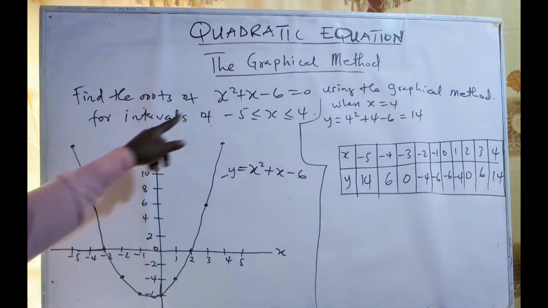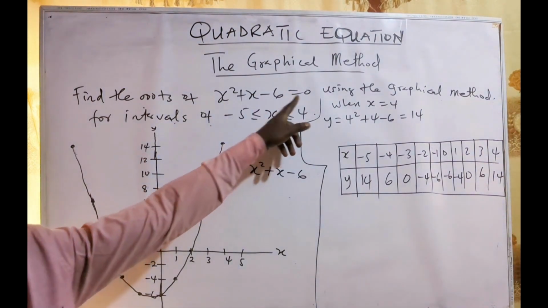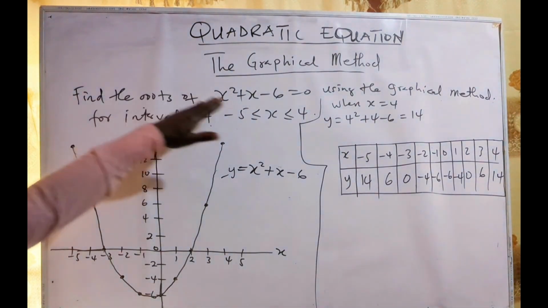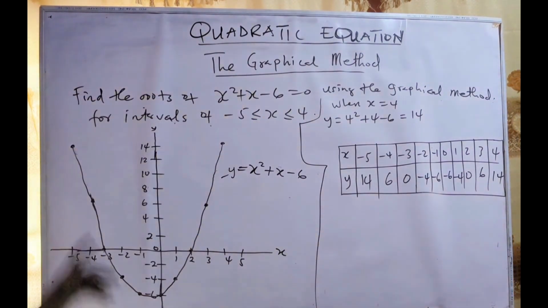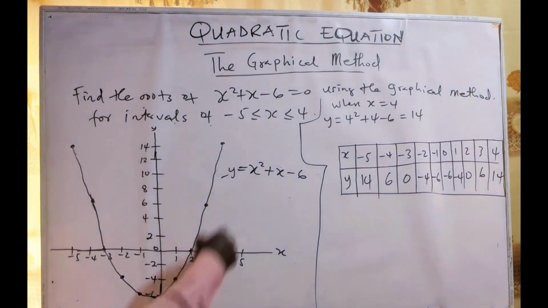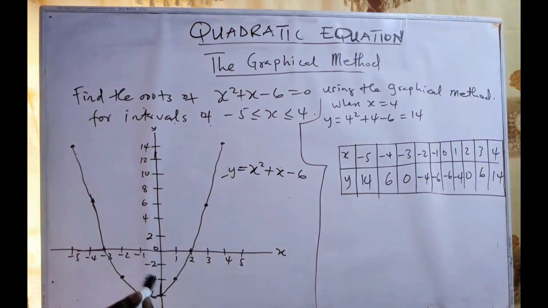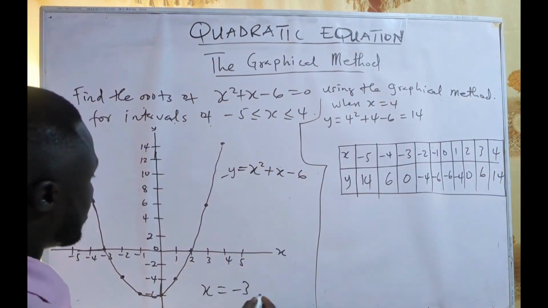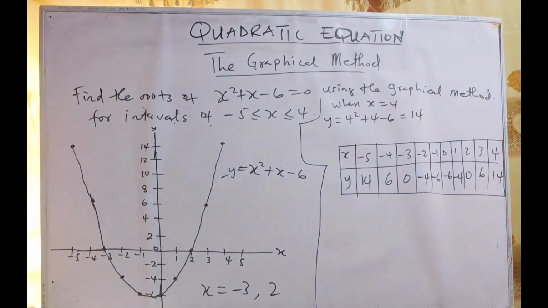So we are finding the roots of x squared plus x minus 6 equal to 0. And you say, how do you find the root? The roots of the equation are the two values of x that satisfy the equation. To get the roots, you look at the curve, where the curve touches the x axis. The curve touches the x axis where x is equal to negative 3, and then where x is equal to 2.